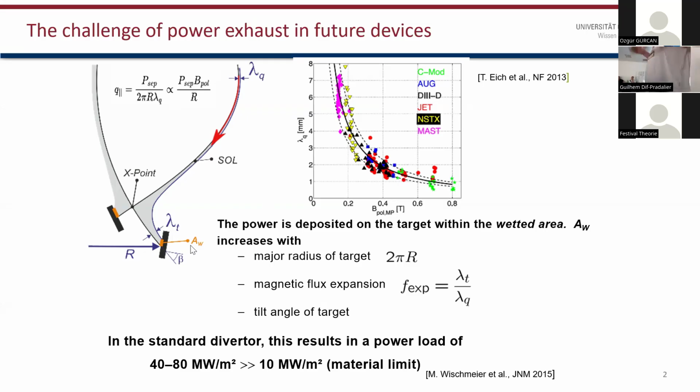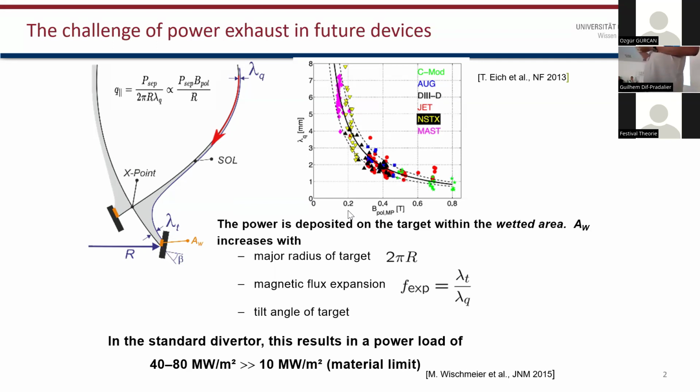Other things are your major radius, because if you have a larger machine, then the power distributes over a longer length. Heat line expansion or the tilting angle are important, but to a huge degree it depends on this lambda q scaling. It is found that lambda q scales with the poloidal magnetic field strength, and it decreases, unfortunately, which is not so good. You are already at a few millimeters for C-Mod values, and it goes under a millimeter for ITER.